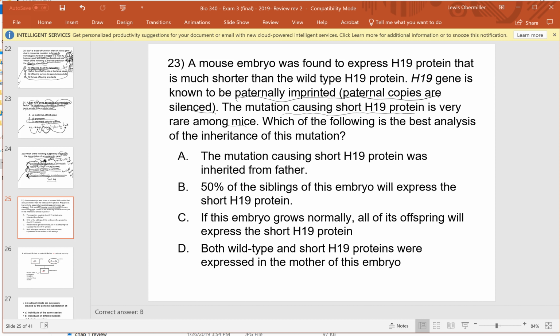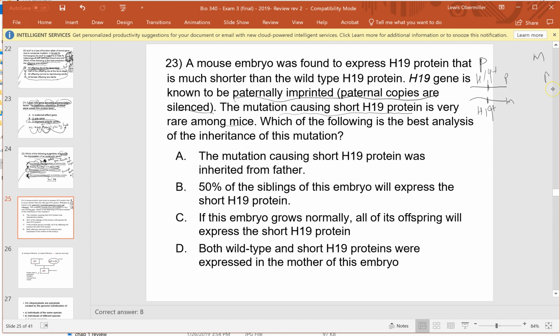Okay, so here's the deal. We draw out dads. Here's dad, paternal. And he has a copy of a chromosome he got from his dad and from his mom. This is wild type, so this is H19 plus, and it looks like a G. And this is also H19 plus. And then this is mom's. So she's got a paternal and she's got a maternal copy.